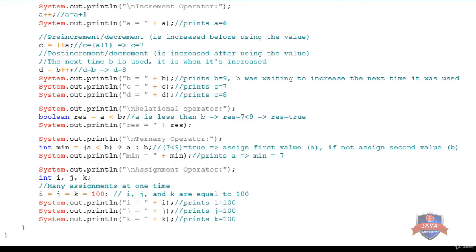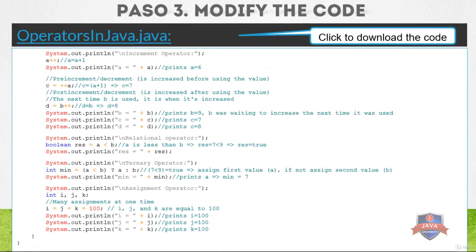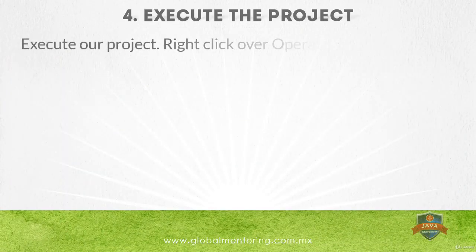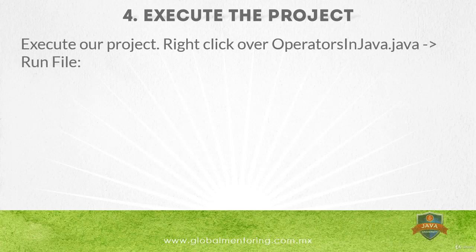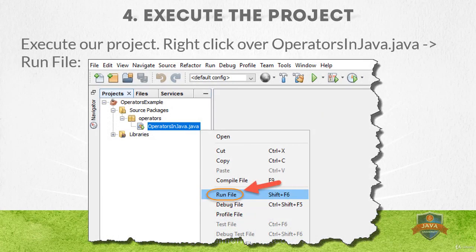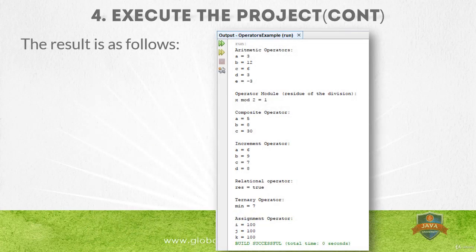So these are the operators that we are putting into practice. We execute our project, we right-click over the class Operators in Java.java, run file, and the result is as follows. We've already explained every result, but we can check the result to compare it with every operation and every operator that we use in our program.